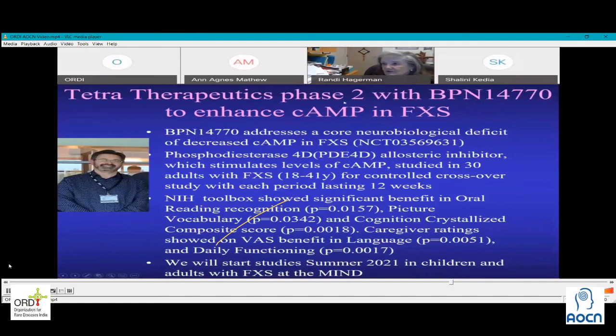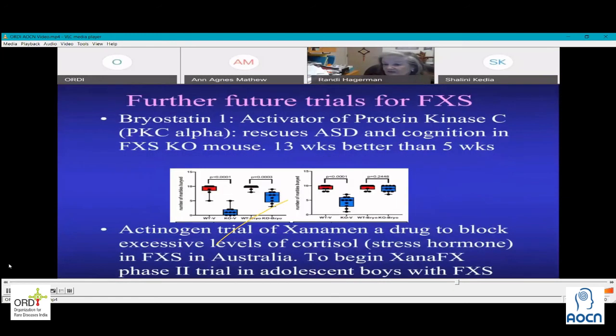This Tetra drug will be studied in multiple centers beginning, I think, late summer or fall for both children and adults with Fragile X syndrome. I have to wrap up here, but bumetanide lowers stress hormone cortisol, and this is being studied in Australia, called XANA-FX, in a phase 2 trial.